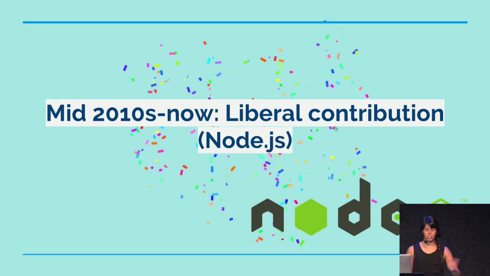And it might have just sort of stayed that way if we hadn't seen a shift in how people were contributing to open source today. And so today you have this emerging model of liberal contribution. As far as I can tell, that term was coined by Node.js, and they really helped pioneer this model. So I'm going to use them as an example.